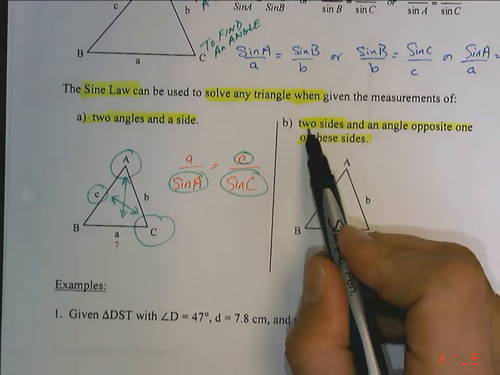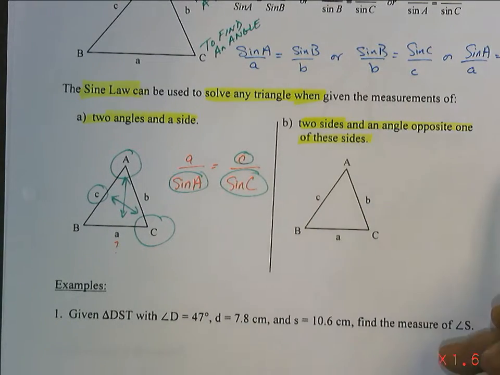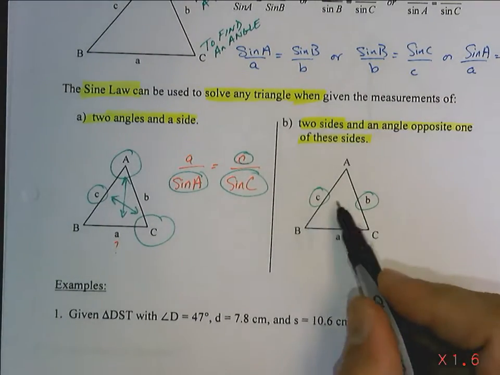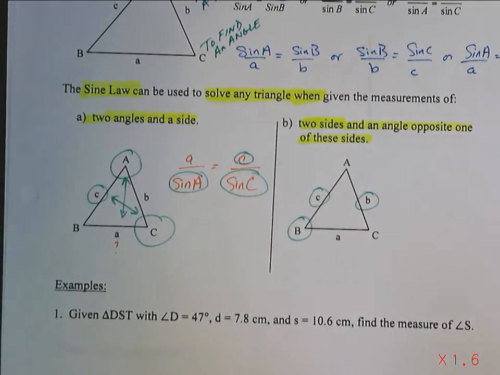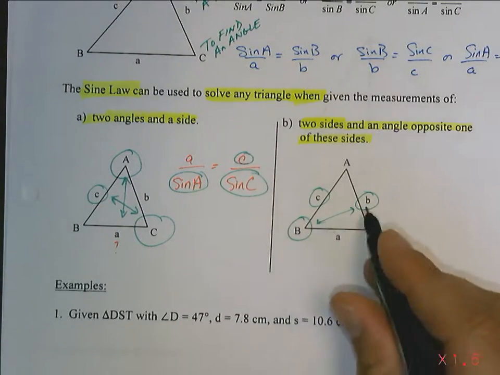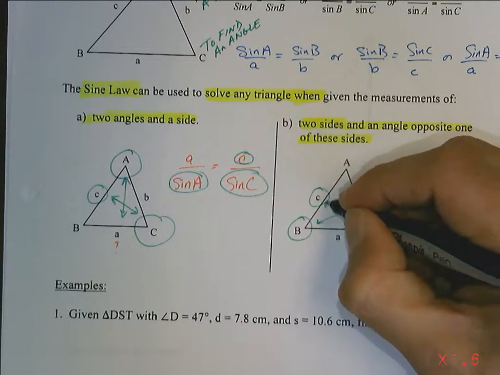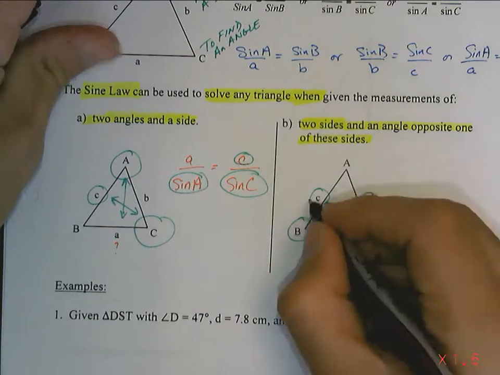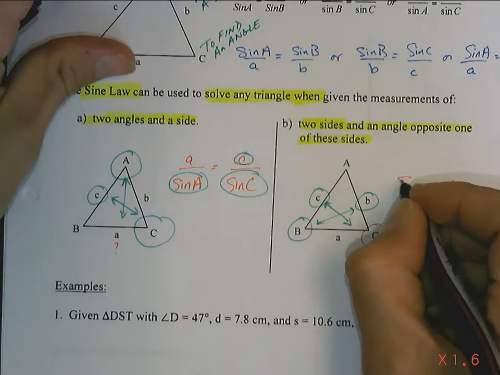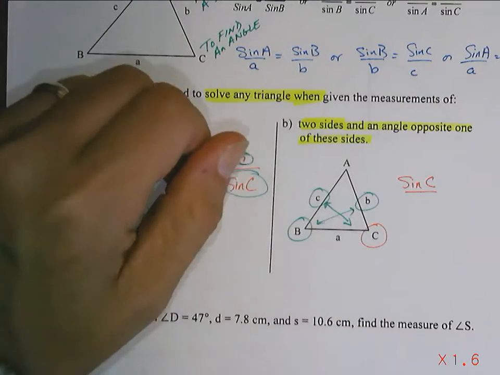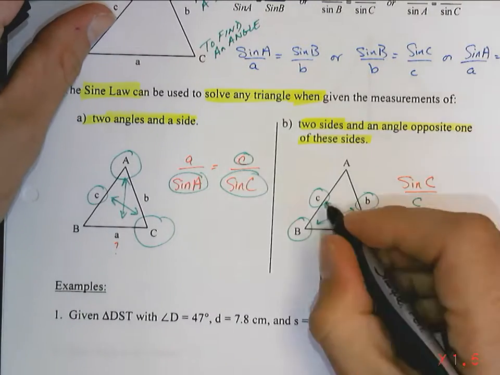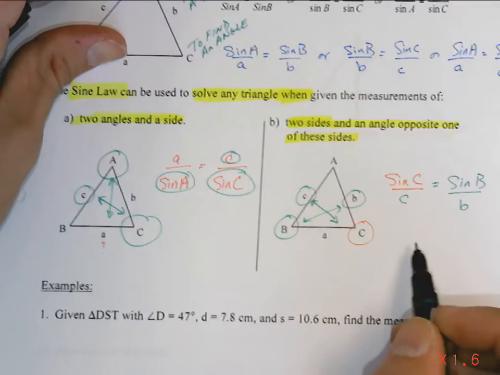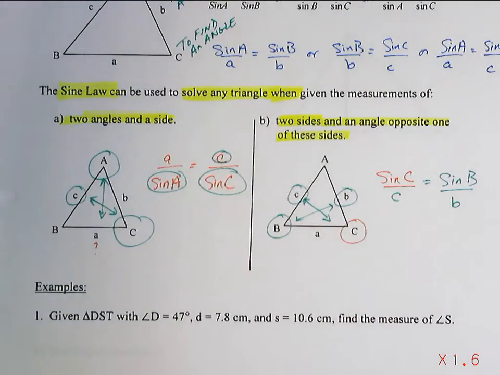The other situation is when you have two sides and an angle opposite one of the sides. So let's say I give you two sides, and I give you an angle opposite one of those sides. If we look at this, I have the setup here for the sine law. And what can I determine? I can determine C, angle C. Why? Because using this angle, if I wanted to find it, sine of C over little c, which they gave me, equals sine of B over little b. And those are the two ways that we use this law.